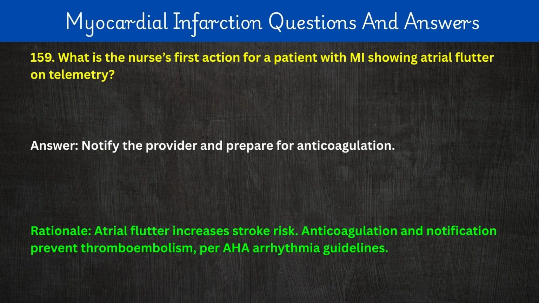159. What is the nurse's first action for a patient with MI showing atrial flutter on telemetry? Answer: notify the provider and prepare for anticoagulation. Rationale: atrial flutter increases stroke risk. Anticoagulation and notification prevent thromboembolism, per AHA arrhythmia guidelines.